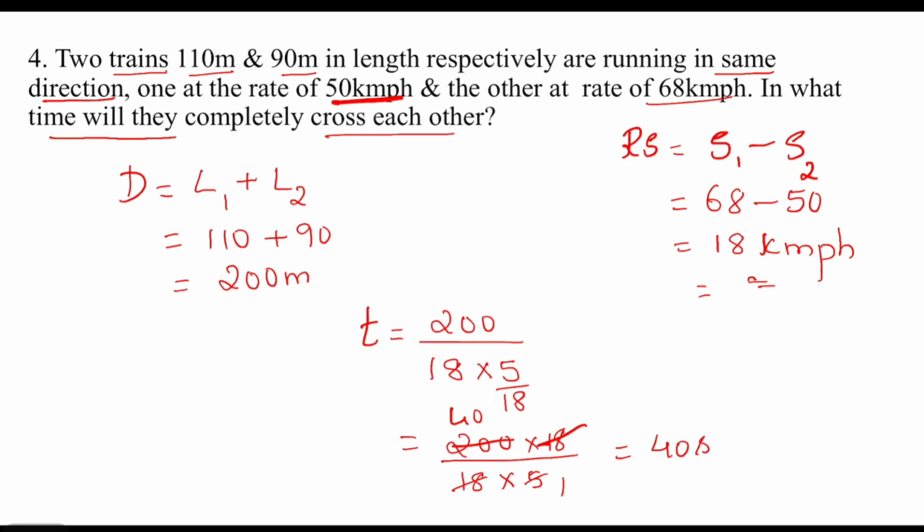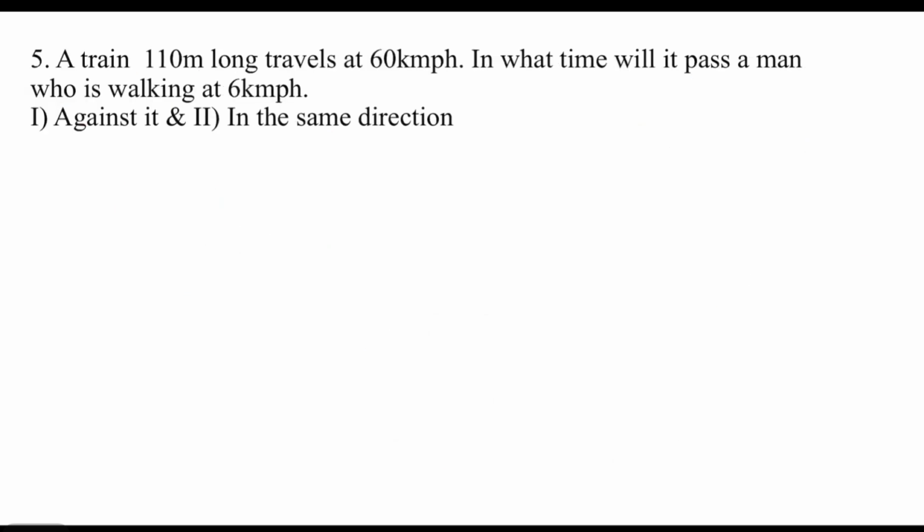Now coming to the next problem. A train 110 meter long travels at 60 km per hour. In what time will it pass a man who is walking at 6 km per hour? They are saying against it and in the same direction. So once we have to solve it taking against it, and another time taking in the same direction. A train is crossing a man, and the man is walking at a speed of 6 km per hour, and the train is running at 60 km per hour.